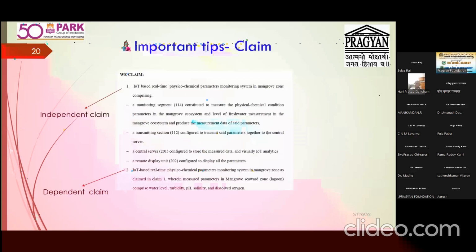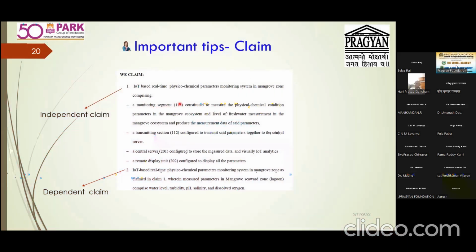So this is what I basically claim. This is one of my patent applications: IoT based physiochemical parameter monitoring system in the mangrove zone. So this is my first claim, and it is basically the independent claim. I claimed some segments, like the monitoring segment, and numbering is given.